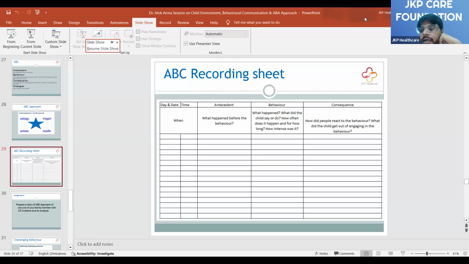How did people react? Like what? If grandma was there, what she said at the time of the behavior, what you did, what your husband said, all these things, and what the child achieved.